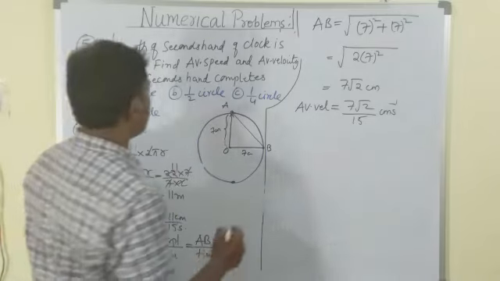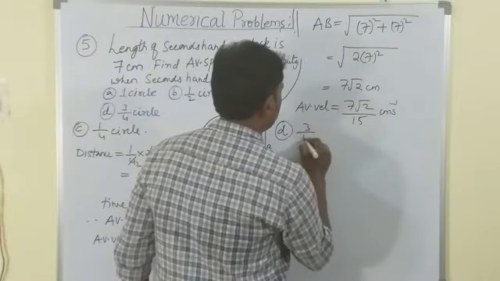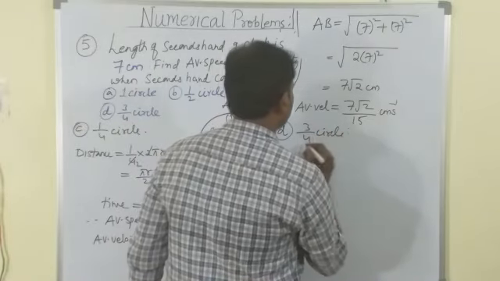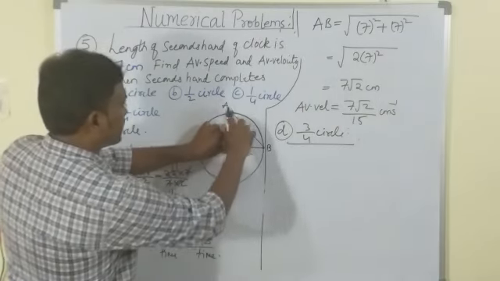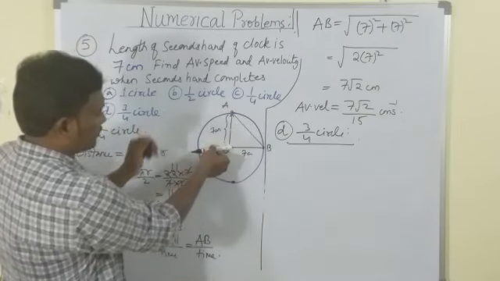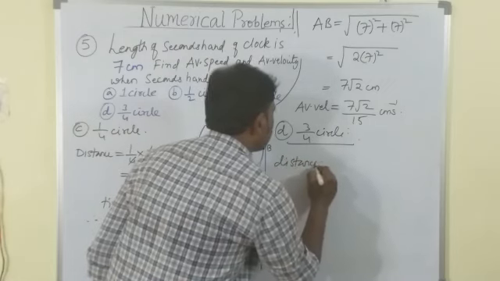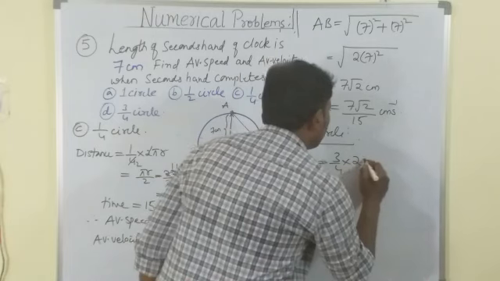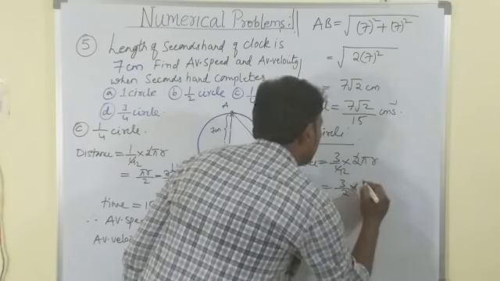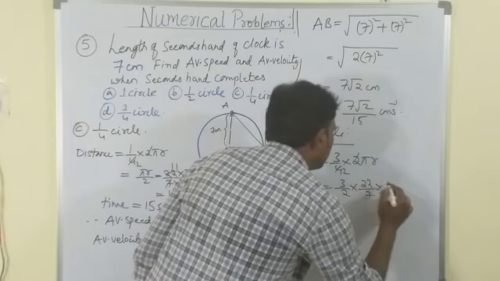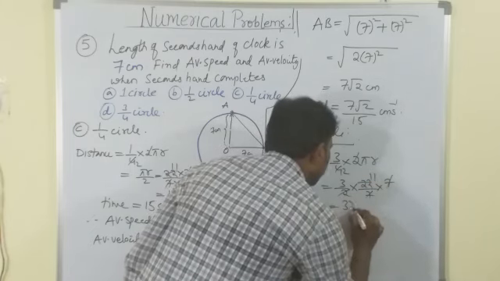Now let us see the last case, that is 3 by 4th circle. Now where is the second hand now? So from here it starts and comes and stops here. Okay, so what is the distance? Distance is 3 by 4 of 2 pi r. Okay, so 3 by 2 into 22 by 7 into 7. Okay, 7, 7 get cancelled, 2 11. So we are getting here 33 meters.